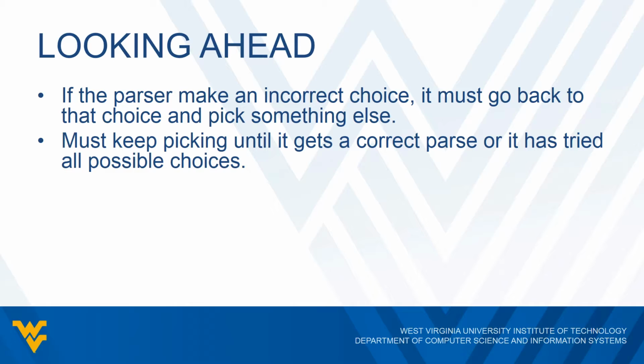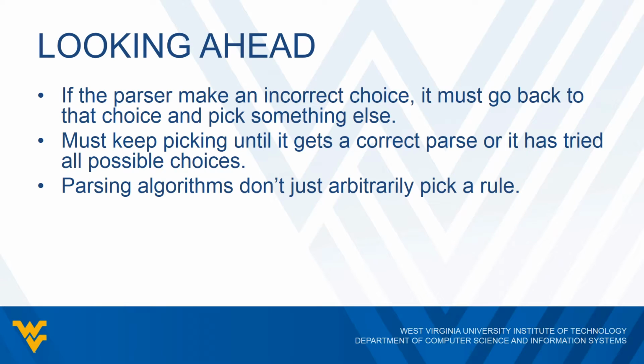So the parser is just going to keep doing this. It's going to keep picking until it either gets a correct parse or it's tried all possible parse options. And at that point, it would just conclude that there's no combination that makes the parse work for that particular input statement. Now, parsing algorithms themselves don't just arbitrarily pick any rule. There is a process for picking these different rules.